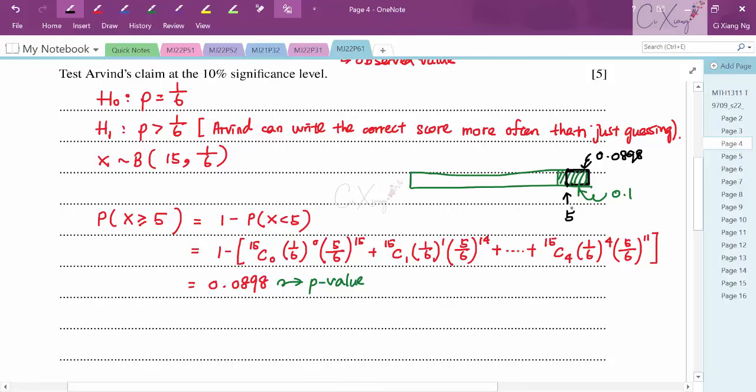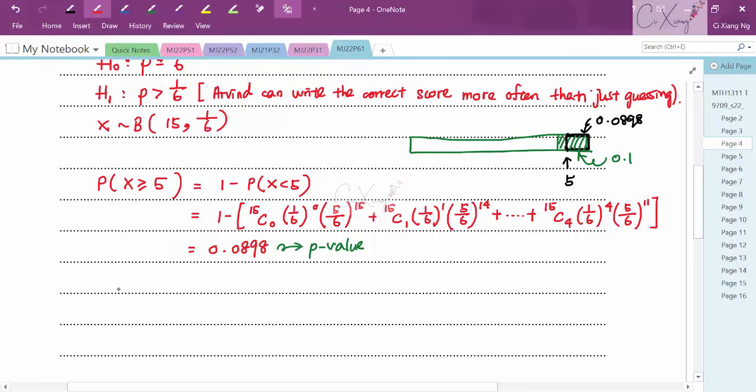Therefore, as a conclusion, we actually have to reject the null hypothesis. Before you write out the conclusion, you should try to write a reasoning statement. The reasoning statement is: because the p-value, which is equal to 0.0898, is smaller than the significance level, which is 0.1, we are going to reject the null hypothesis.